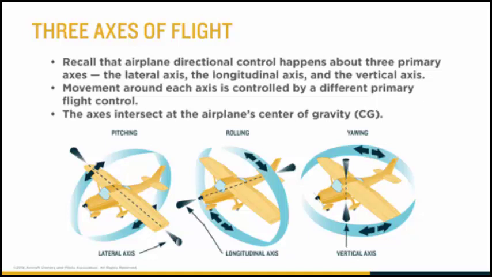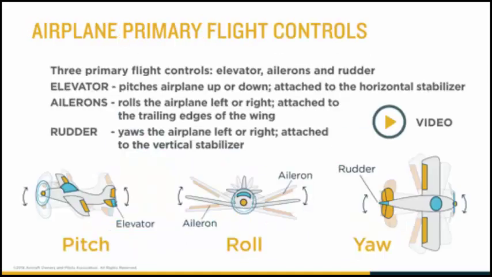The longitudinal axis extends from the nose to the tail of the plane. Movement about this axis is called roll, and it's controlled by the ailerons. The vertical axis of motion extends from the top of the airplane through the bottom of the airplane. The motion about the vertical axis is called yaw, and it is controlled by the rudder.